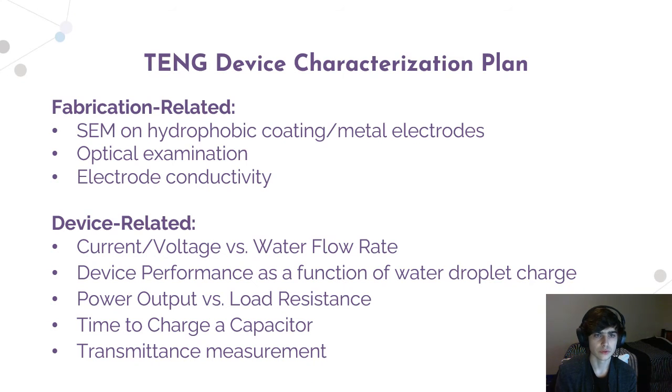As we're developing our device, it's important that we have a characterization plan to ensure that our fabrication processes have been successful. During the fabrication process, we plan to investigate and analyze the surface morphology and structure of the fabricated hydrophobic coatings and metal electrode layers. For this analysis, we plan to perform SEM on the fabricated layers. Additionally, to examine the layers after fabrication for any immediate visible defects, optical examination will be performed to analyze the layers using an optical microscope.